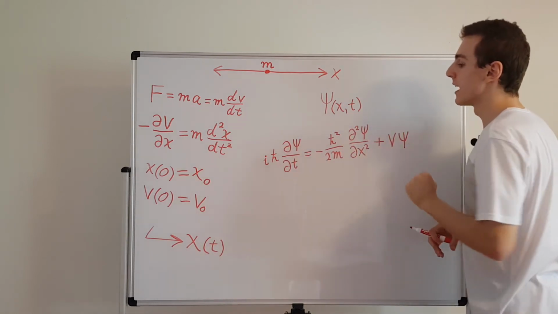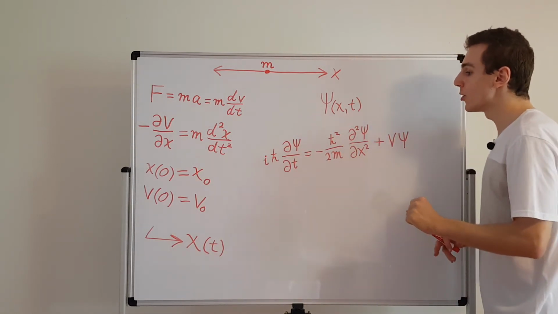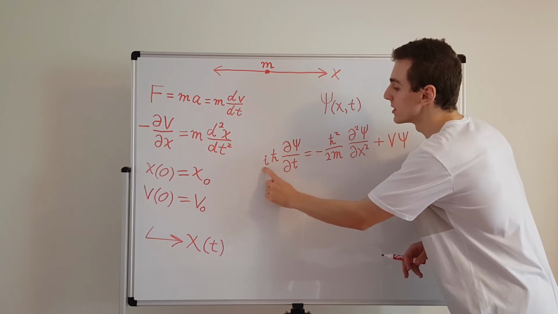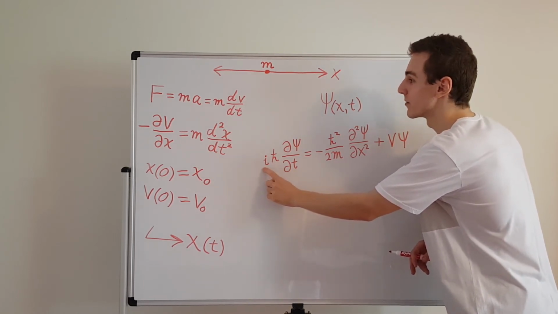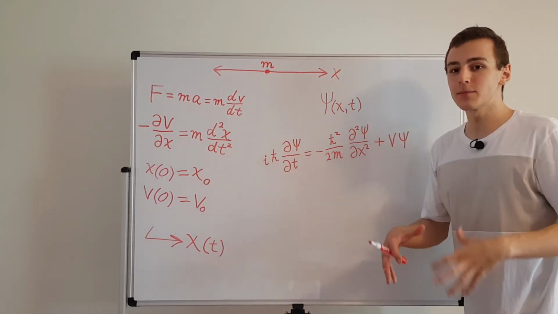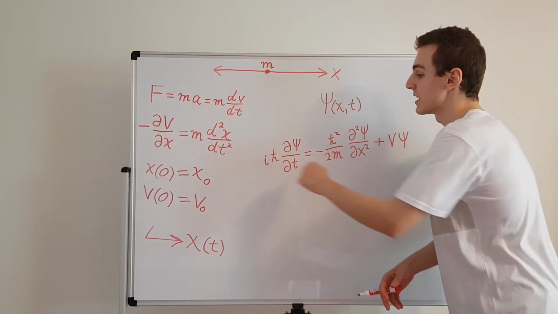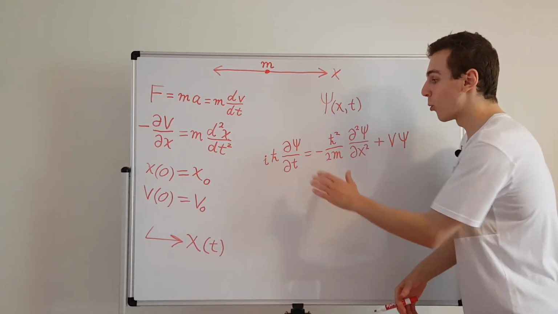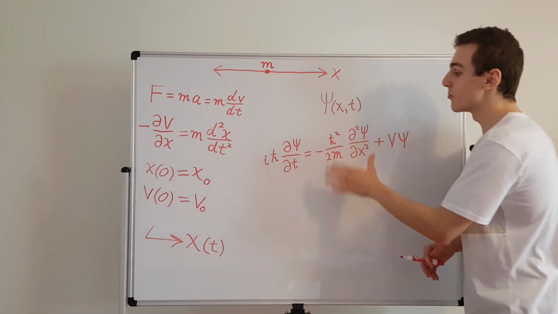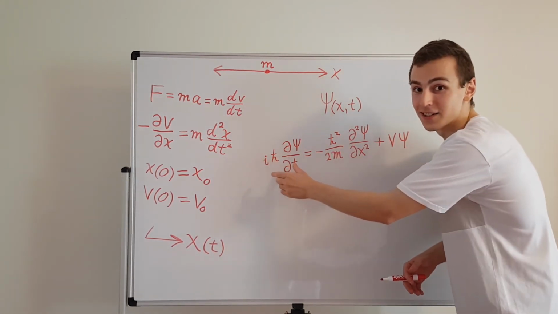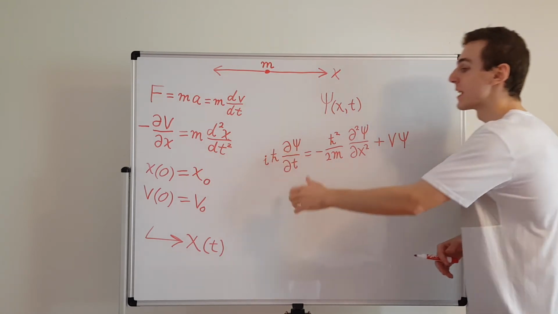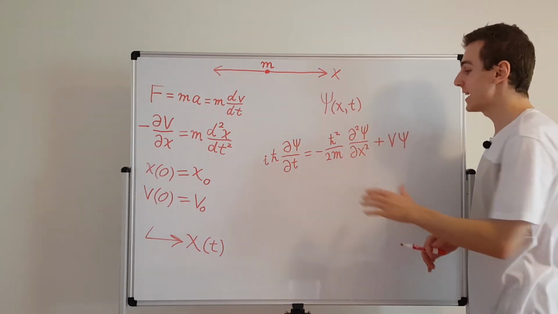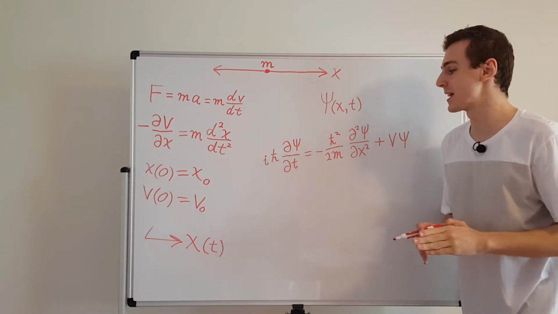This equation is also very, very different because it has an imaginary unit, i, multiplying the time derivative. In classical mechanics, we can sometimes use complex numbers and the imaginary unit i to make problems easier to solve. But in quantum mechanics, the equation of motion actually has i in it. So we have an imaginary term in the equation of motion. And that's actually a very confusing thing to think about.